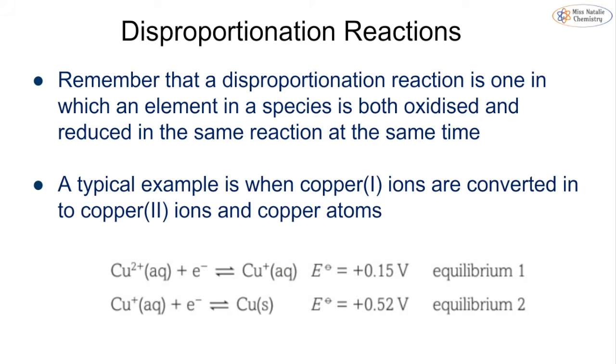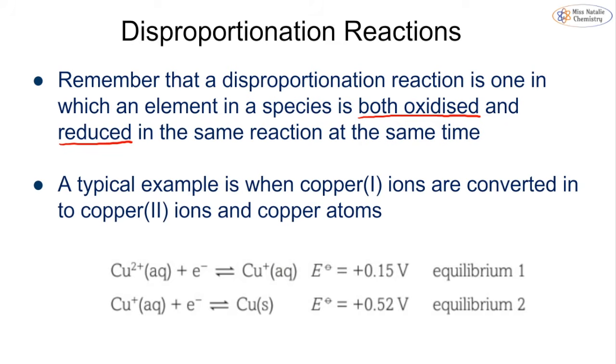Now, we can also use standard electrode potentials to tell us something about disproportionation. If you remember back to topic 8 when you did redox in year 12, disproportionation is when one species is both oxidized and reduced in the same reaction at the same time. A typical example is copper 1 being converted into copper 2 and copper atoms.